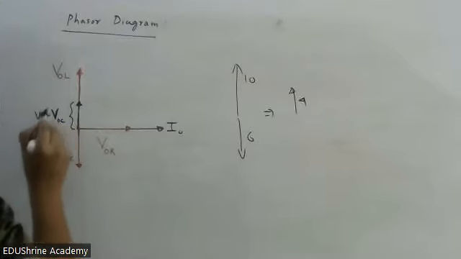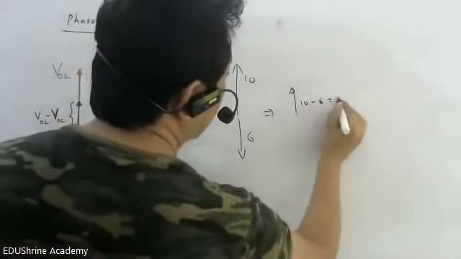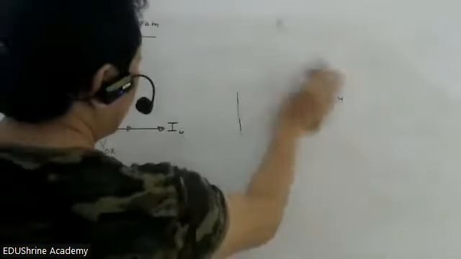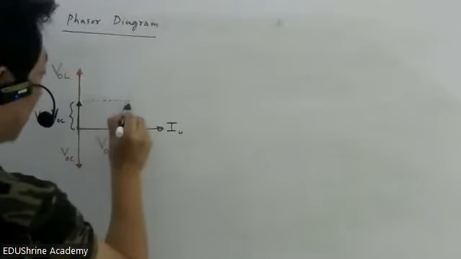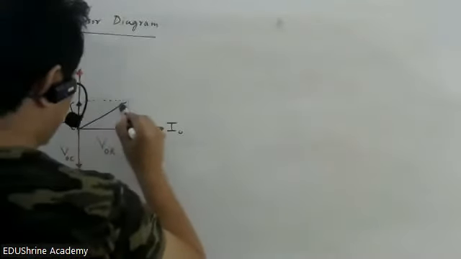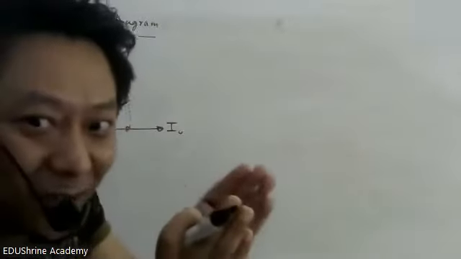Guys, you got the idea of how I got this? Like this one, this total, I can write 10 minus 6. Clear or not clear? Yes, sir. Now I have to add one more voltage that is sitting here. So now I have to add this voltage with this voltage. What will I use? Parallelogram law. So I will extend these dotted lines, and my resultant voltage will be here. That resultant voltage is nothing but the peak voltage of the applied voltage, V naught.